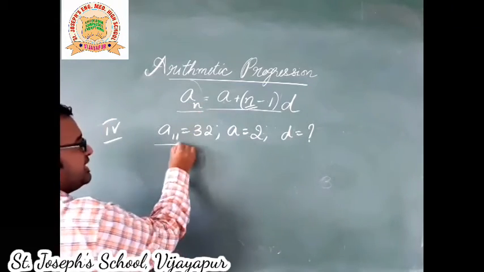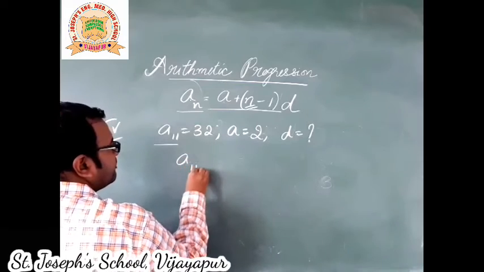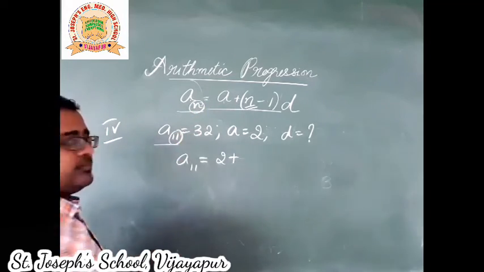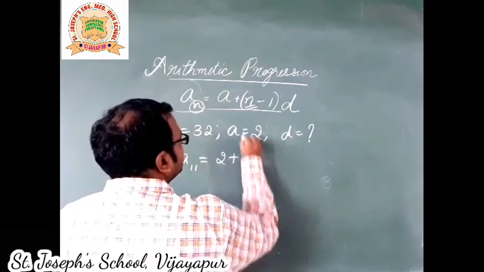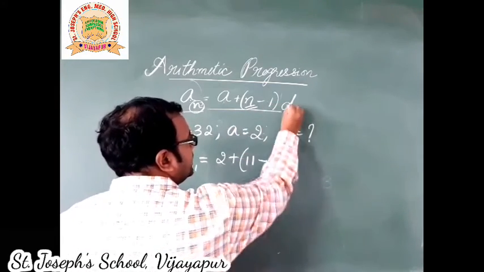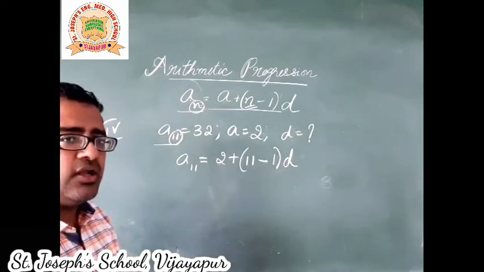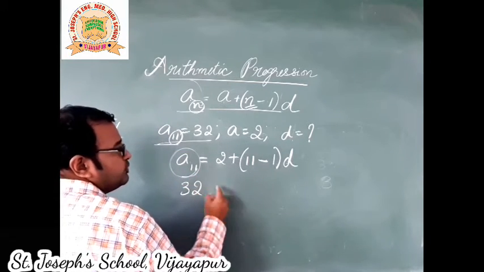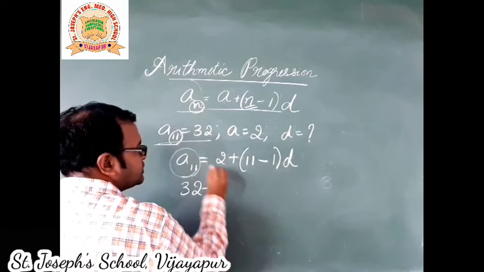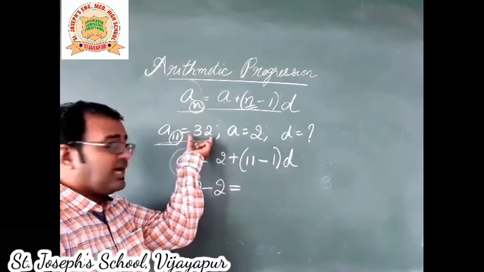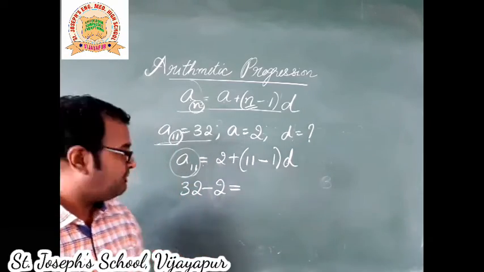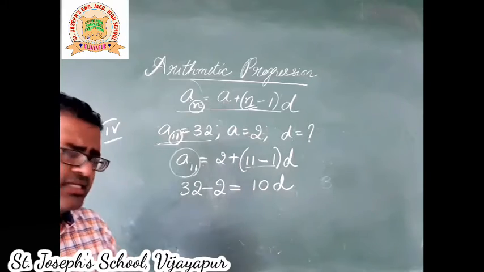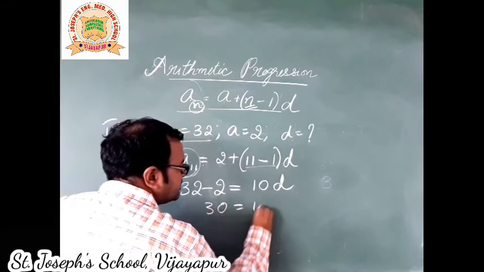So an is replaced with a11. So a11 is equal to a, which is 2, plus n, where n is replaced with 11, so 11 minus 1 into d. D you have to find out. So a11 value is 32, so replace a11 with 32. Plus 2 comes to the other side, becomes minus 2. Be careful here: I replaced a11 and moved 2, both steps in one step. So 32 minus 2 is equal to 11 minus 1, which is 10, into d. 10 into d is 10d. 32 minus 2 is 30, which is equal to 10d.